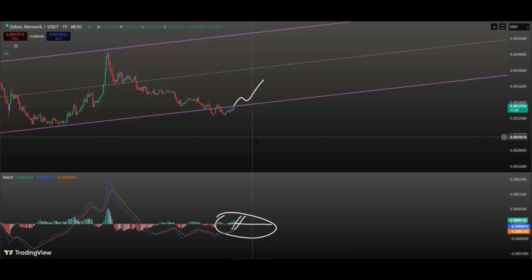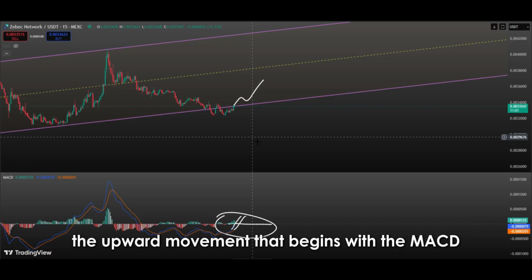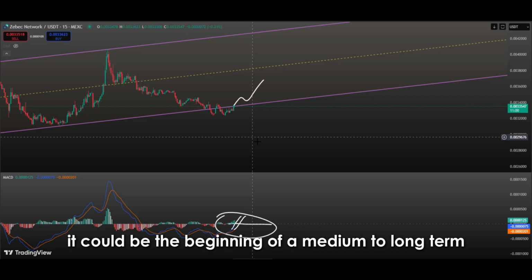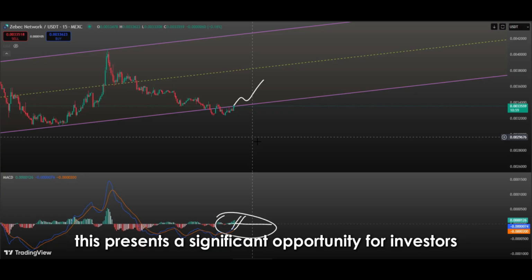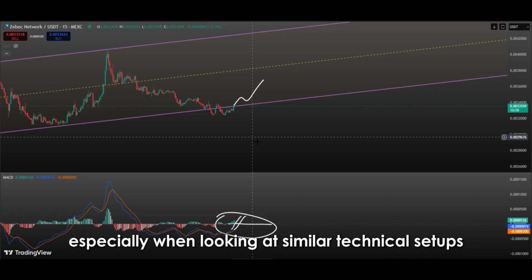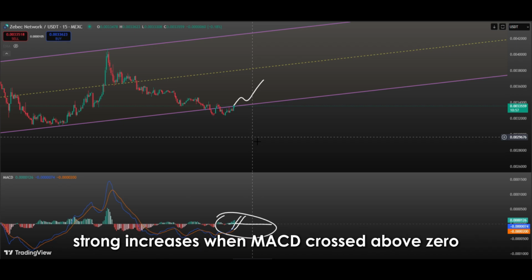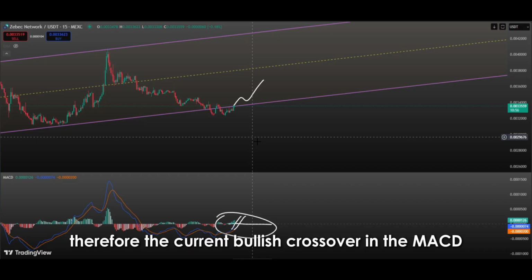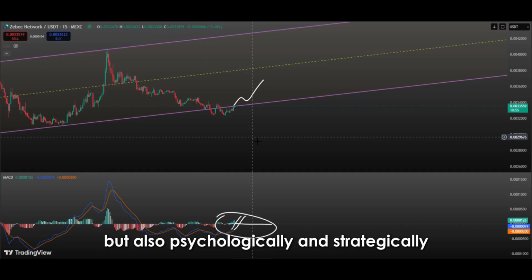Also, such crossovers typically occur before major price moves. That means the upward movement that begins with the MACD entering positive territory may not be short-term. Rather, it could be the beginning of a medium to long-term uptrend. This presents a significant opportunity for investors. Especially when looking at similar technical setups in the past, it has been observed that prices experienced strong increases when MACD crossed above zero in this kind of formation. Therefore, the current bullish crossover in the MACD is a highly critical development, not only technically, but also psychologically and strategically.